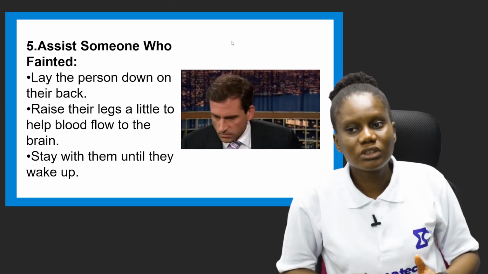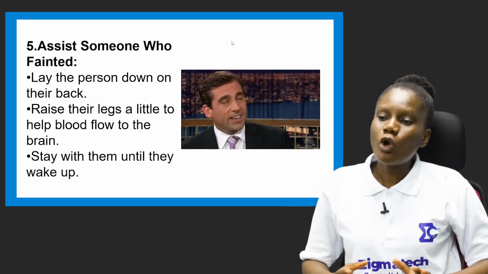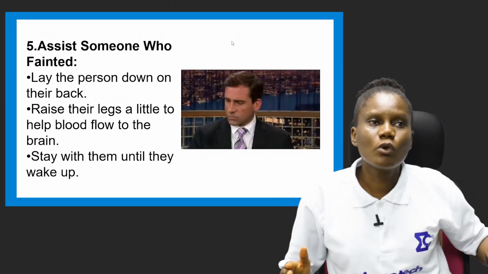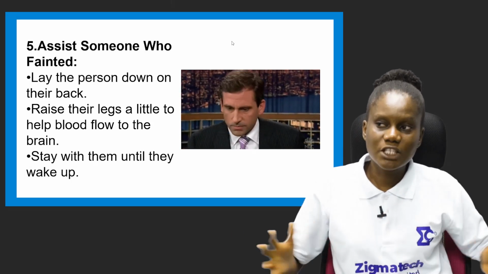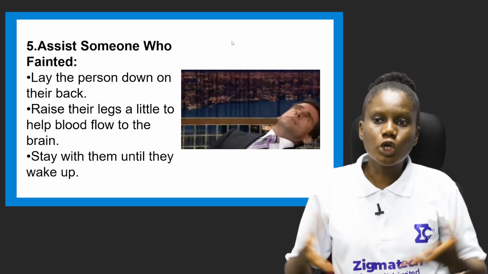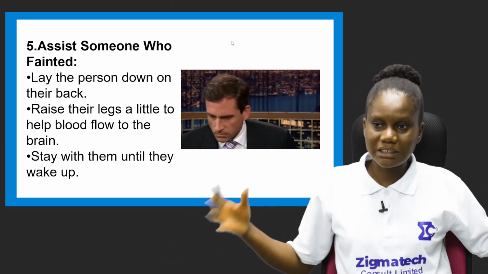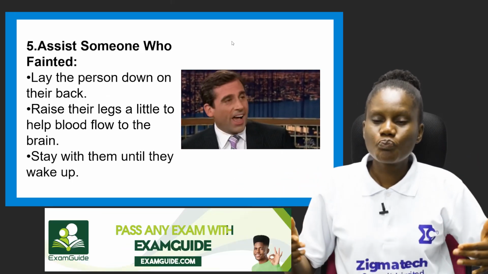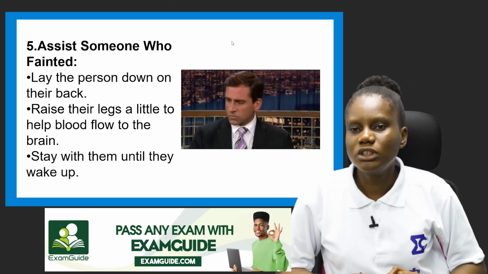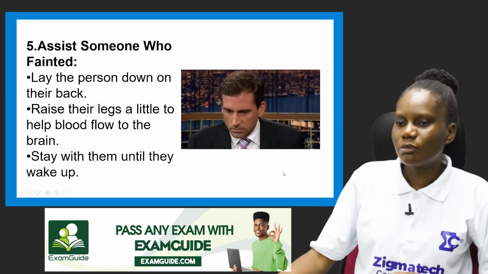And I must say that you must make sure that the environment is not congested. Give way for ventilation. Let there be proper ventilation in that environment. If people club together, tell them to give way so that the person can have access to ventilation. Then stay with them until they wake up.